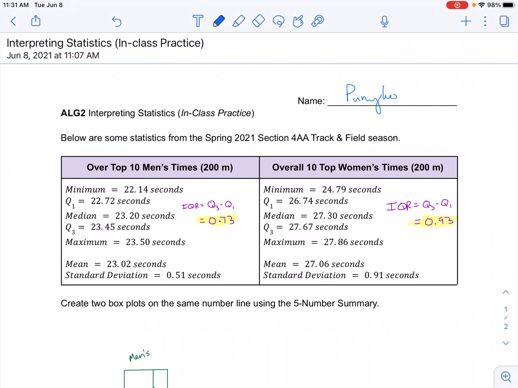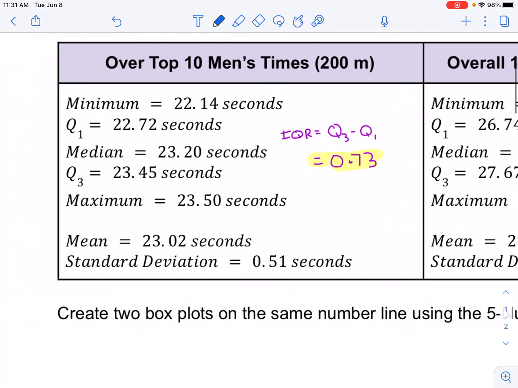Here's an example of interpreting statistics using our 5-number summary, mean, standard deviation, and IQR. So here are some statistics from the spring 2021 section 4 AA track and field seasons so far, prior to sections.